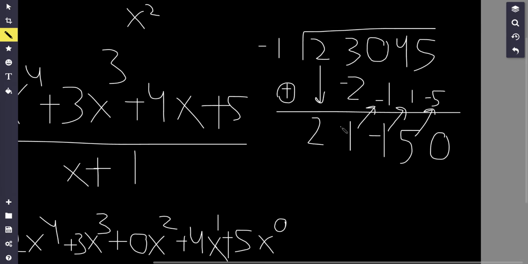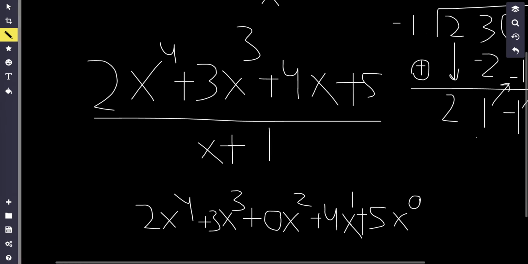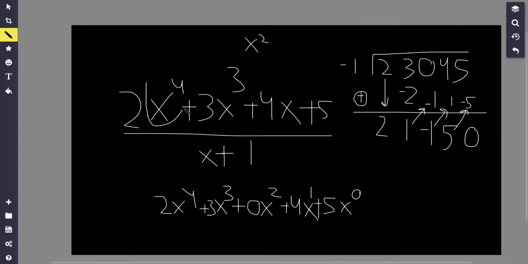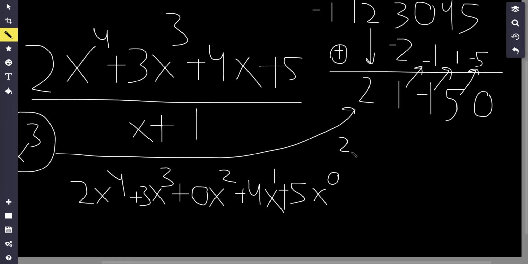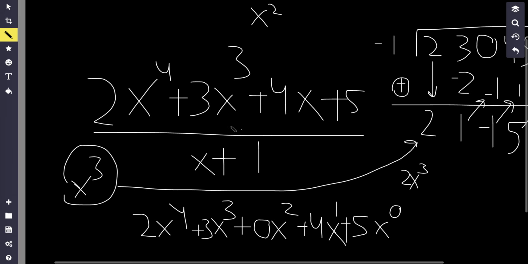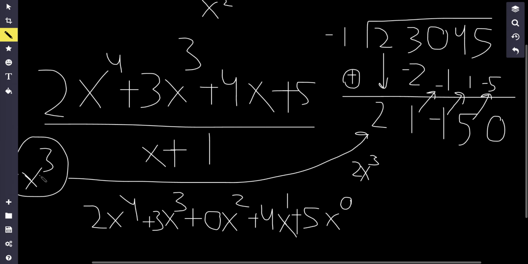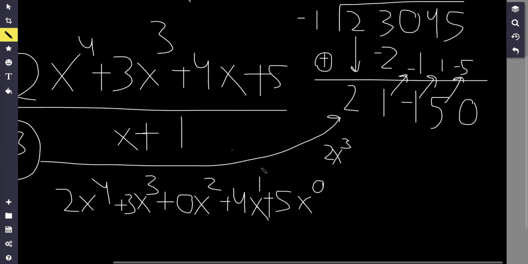So for my answer, first of all, if I divide an x to the 4th power by a singular x, I'm going to get x to the 3rd power. So this first term, this 2, is going to be 2x to the 3rd power, because if I divide x to the 4th by x, I'm just going to get x to the 3rd power. So this 2 represents the highest power. The leftmost number represents the highest power. And then after that, you just go in decreasing powers.